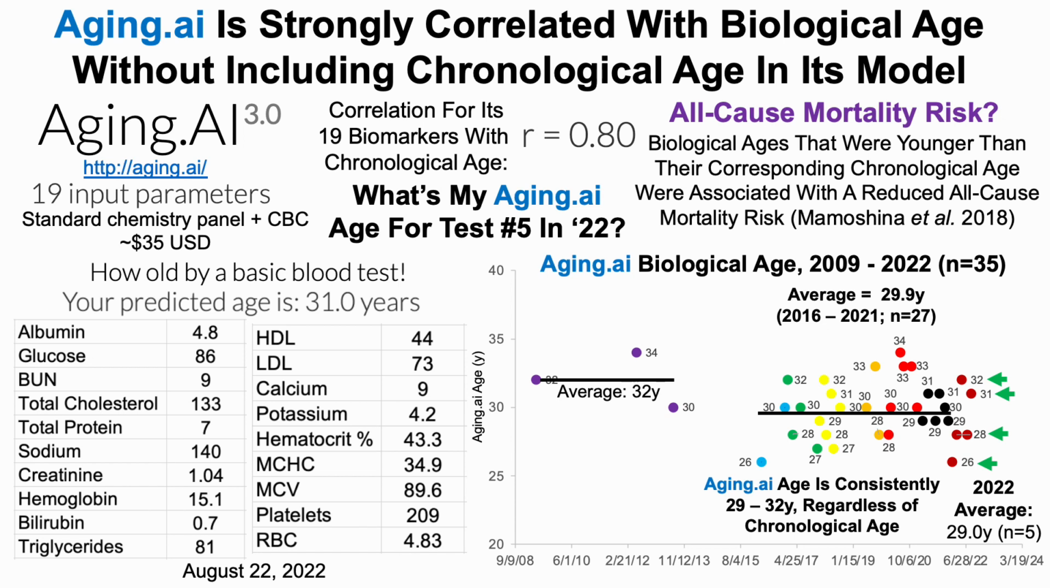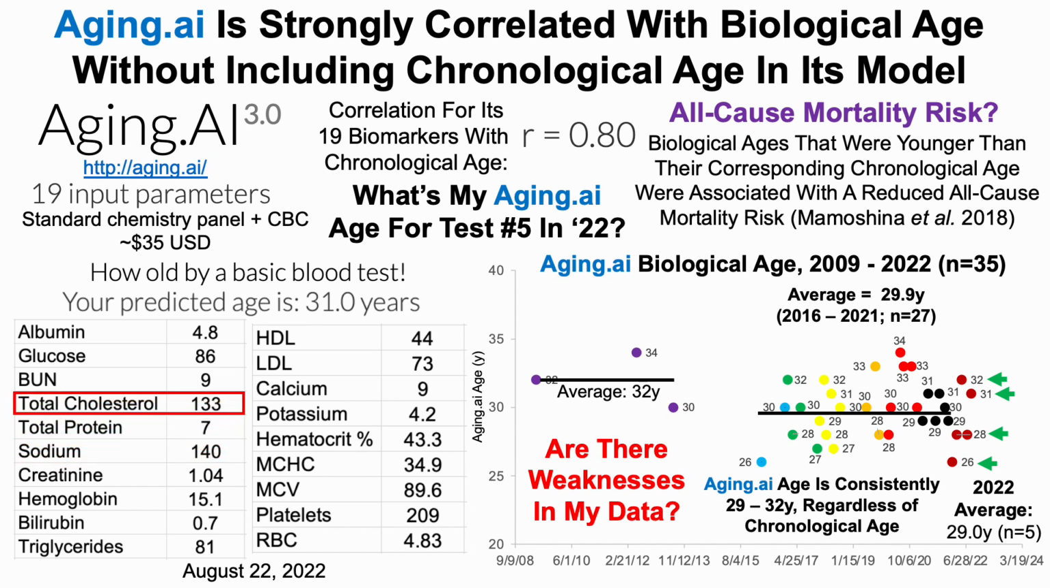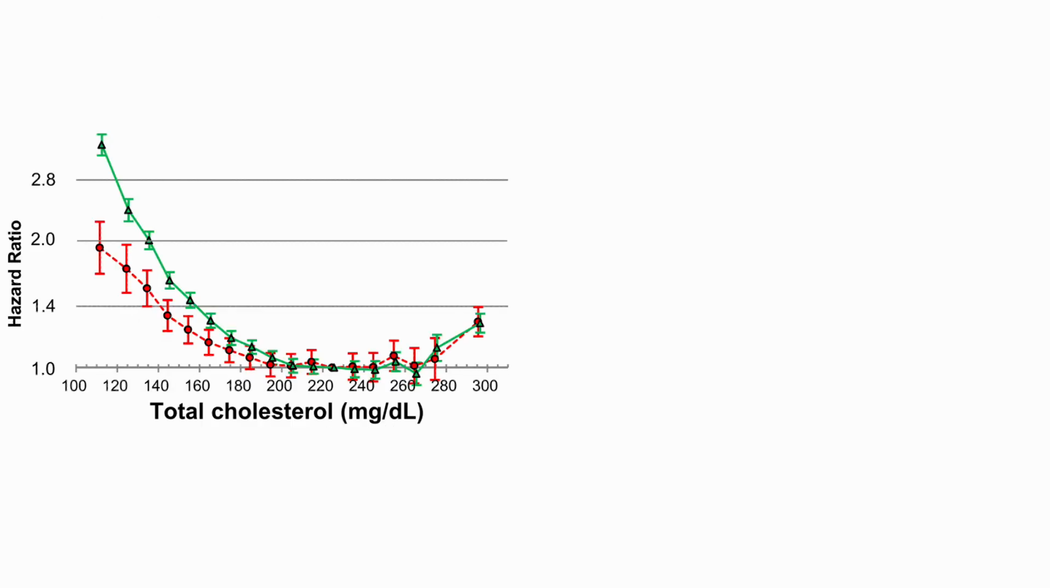In my last video, I ended by asking the question, are there weaknesses in my blood test data? And I highlighted a total cholesterol of 133 as a potential problem. So in today's video, let's start off by investigating what's optimal for total cholesterol. And we can see that here.